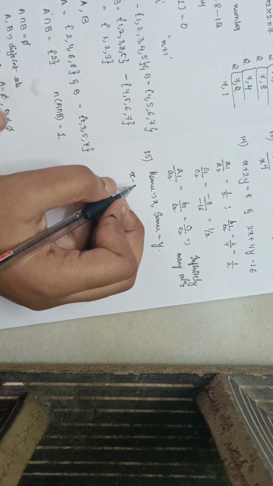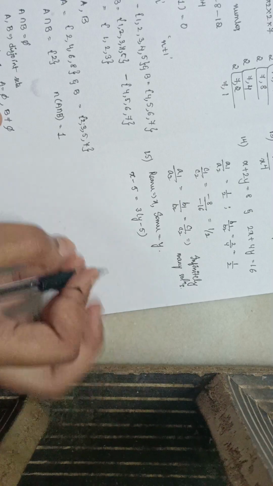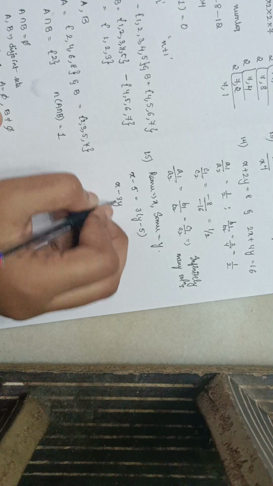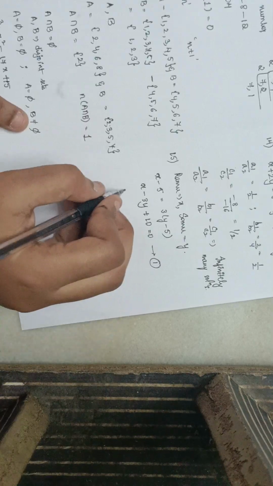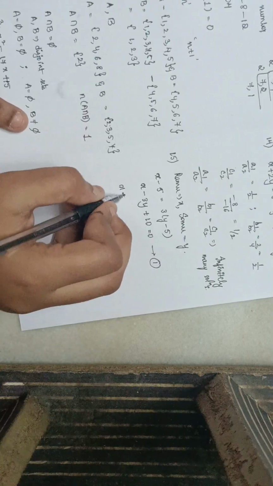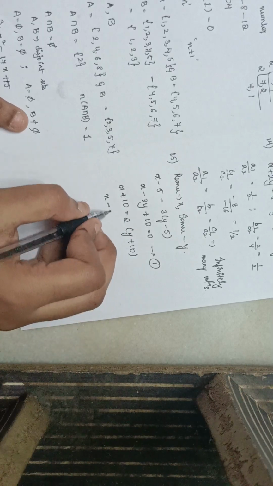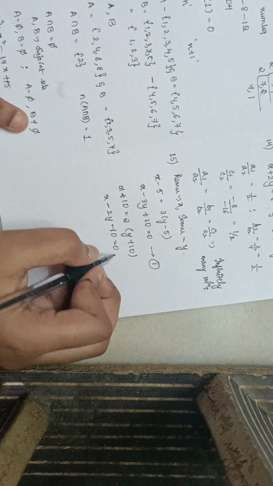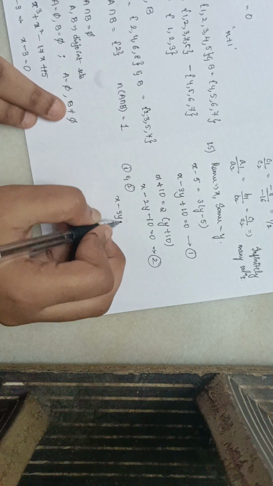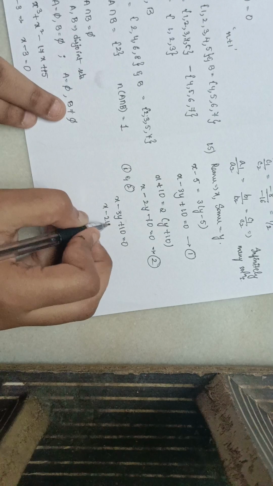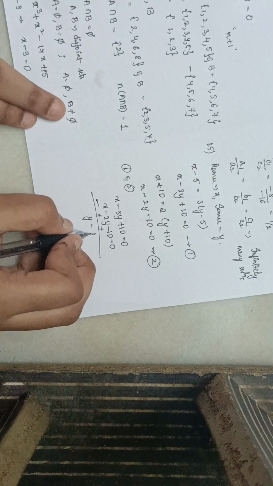Representing it in equation form, x minus 5 equals 3 into y minus 5, that gives x minus 3y plus 10 equals 0. This is equation 1. Also given that x plus 10 equals 2 into y plus 10. So from this equation, x minus 2y minus 10 equals 0. This is 2. So from 1 and 2, x minus 3y plus 10 equals 0, x minus 2y minus 10 equals 0, subtracting, minus plus plus. So y equals 20.